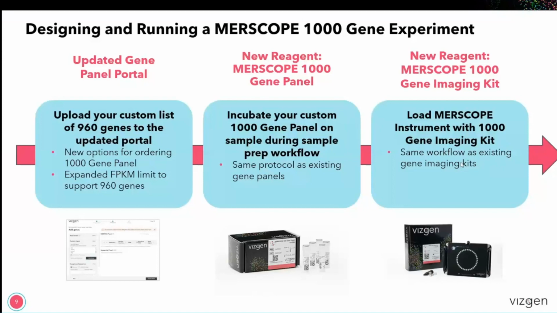So similar to our current panels, this is the same procedure. You're incubating that gene panel, that 1000 gene panel on your sample in preparation for running it on the Merscope instrument. Once that sample is ready, we'd move over to the instrument, and together with loading that sample onto the instrument, you would use our Merscope 1000 gene imaging kit in a similar fashion to our current imaging kits. So very simple and easy to use, especially if you're already running Merscope experiments.